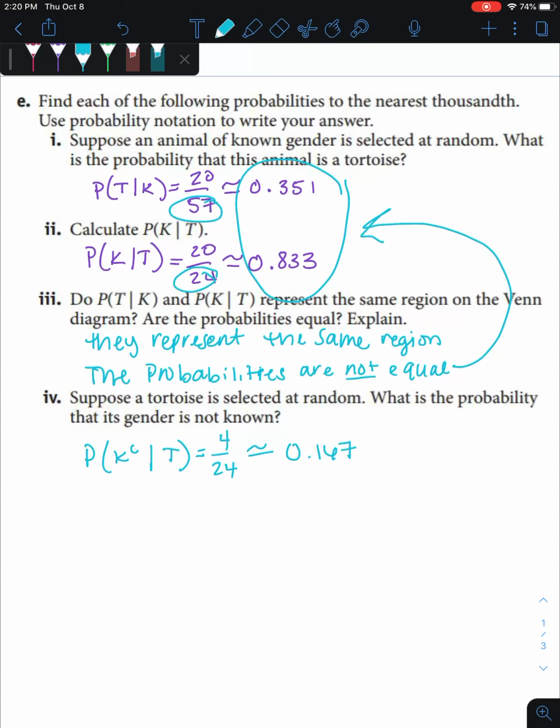All right, so that is solving problem 7, and next you're going to do the check your understanding on page 599.